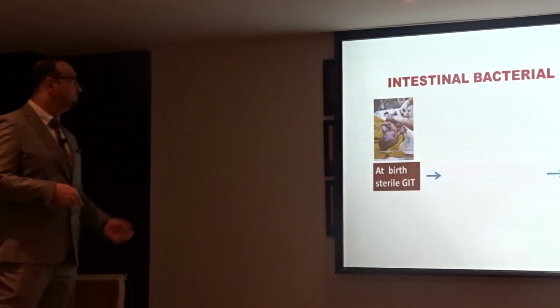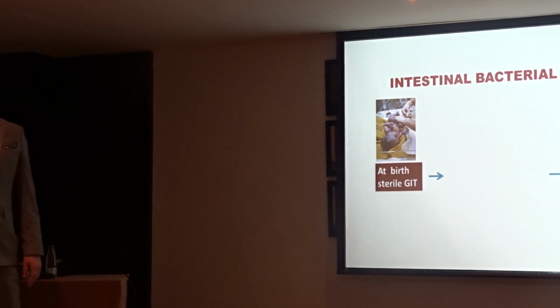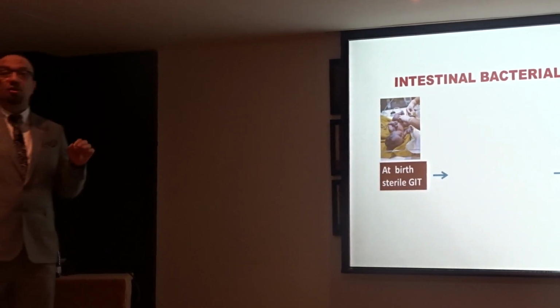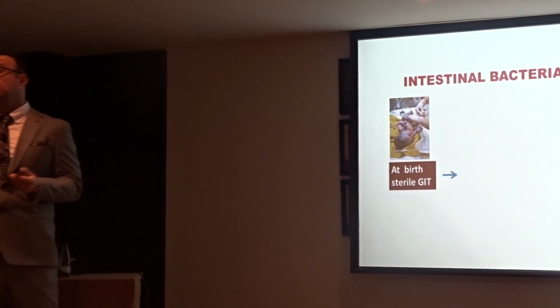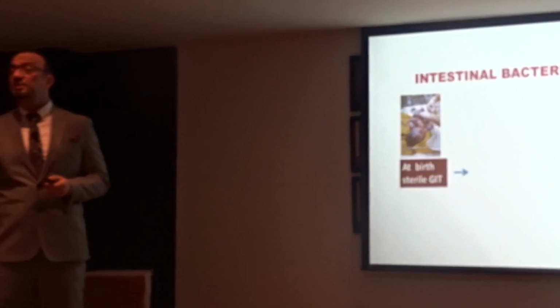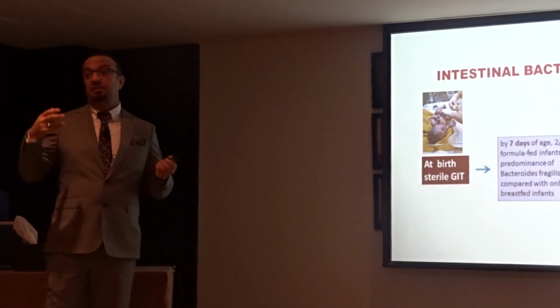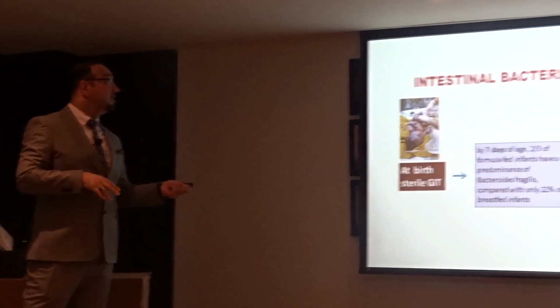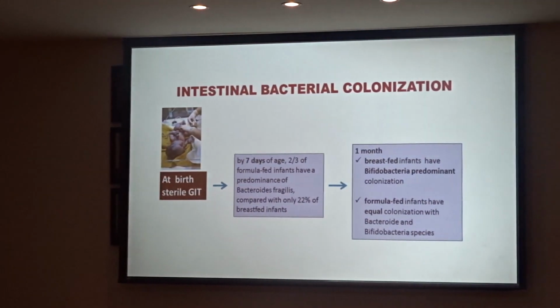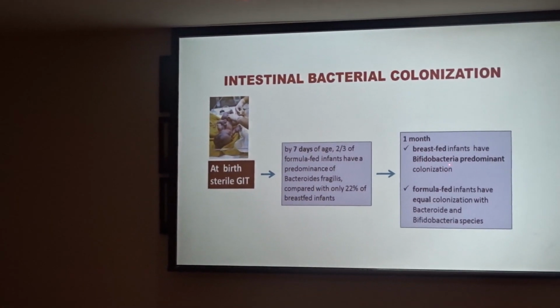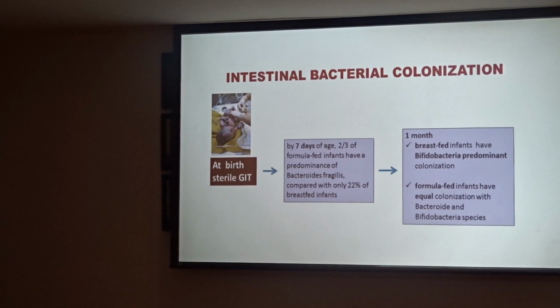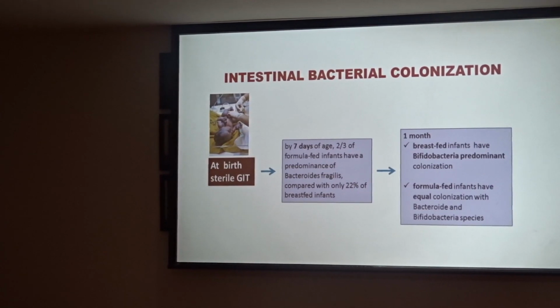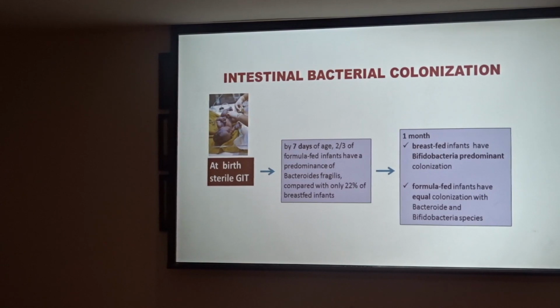If we go to day zero, when the babies are delivered, the GIT is relatively sterile. But at the age of 30 days, when we compare breastfed infants with formula-fed infants, the microbiota is different. Bifidobacteria is dominant in breastfed infants, while in those who are bottle-fed, it's usually equal. So more bifidobacteria, the beneficial one.